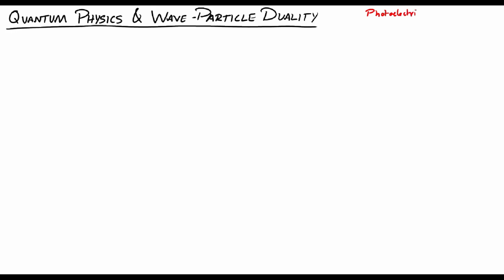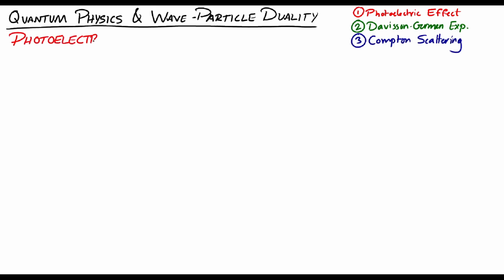Let's take a look at quantum physics and wave-particle duality. And to do that, we're going to look at three different experiments. We're going to look at the photoelectric effect, at the Davisson-Germer experiment, and Compton scattering. So let's start with the photoelectric effect.